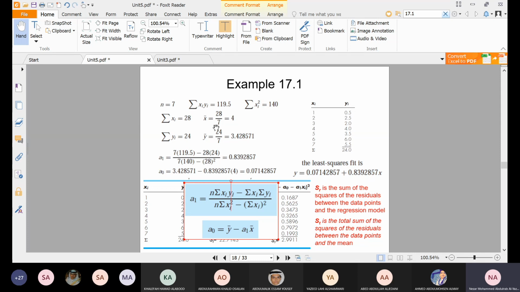Also, I want to compute the mean of the x's. So 28 over 7 points, so this will be 4. I also have the mean of the y's. I have 24 over 7, this will be 3.28571. It depends on how many significant figures or decimals we have in the solution. So from this information, I can compute a1 and then a0. The best fit using least squares will give us this solution. So a0 is the intercept and a1 is the slope.